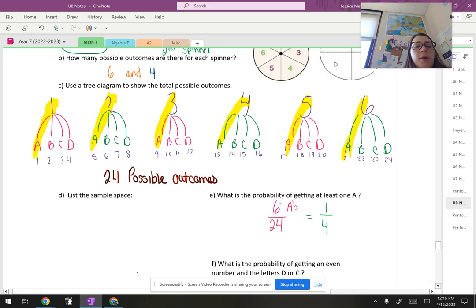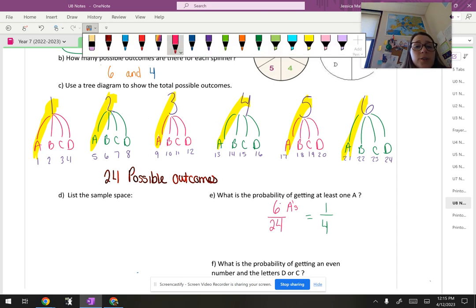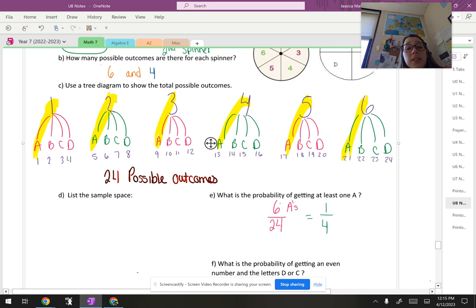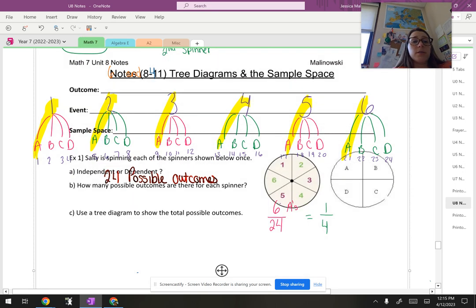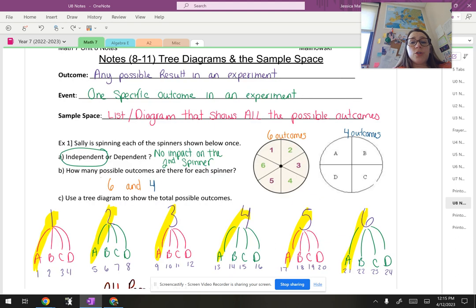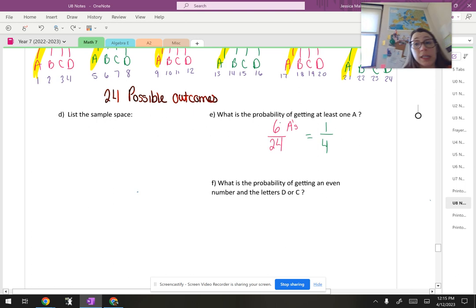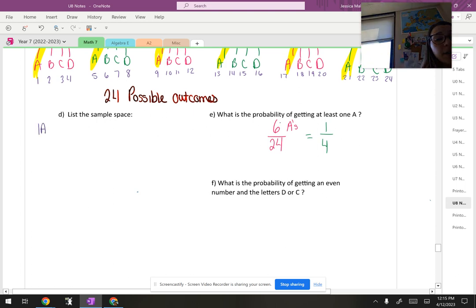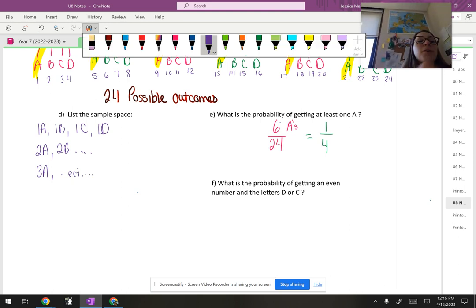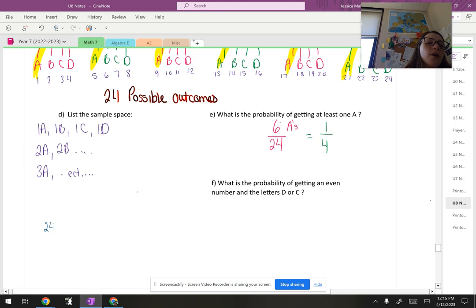Yeah, I realize I skipped part D here, list the sample space. So let's go back and do that. So listing the sample space, if you go back to the definitions, it's a list or a diagram that shows all the possible outcomes. So if I were to list the sample space, I'd list 1A, or 1B, or 1C, or 1D. And then I'd go to 2A, and 2B, and so on and so forth, and 3A, and so on and so forth. How many possible ways do you think you'd be writing down? 24.